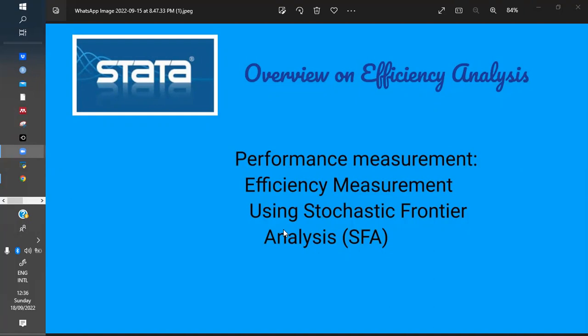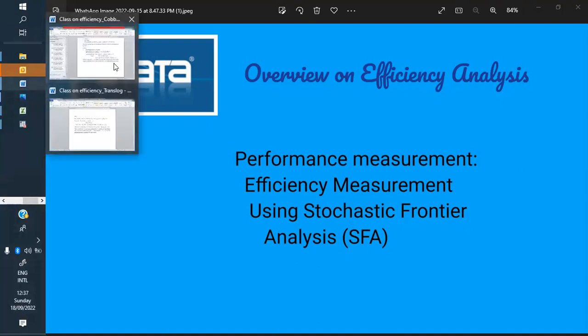Talking about performance measurements, we have efficiency and we have other things also. But here we'll be talking about efficiency, and especially technical efficiency.